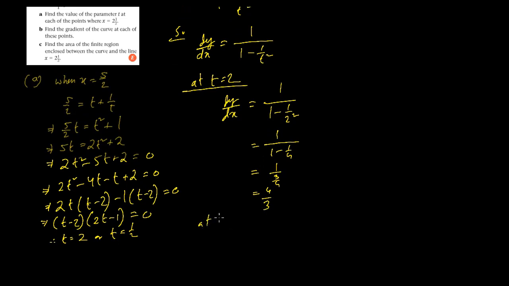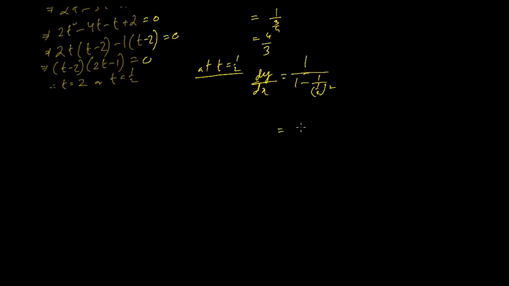At t equals half, we get dy by dx equals 1 by 1 minus 1 by t squared, means 1 by half squared. So 1 by 1 minus 1 by half squared means 1 by 1 minus 1 by 1 by 4, which is a reciprocal, it will be 4, so this will be 1 by minus 3. So at t equals half, the gradient is minus 1 by 3.